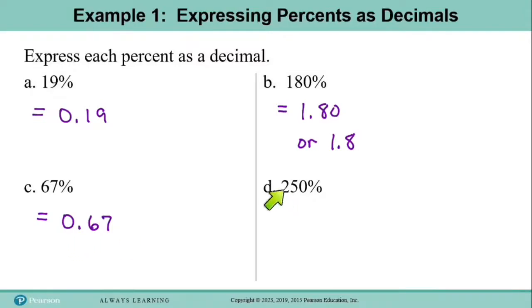And then for part D, 250%, the decimal again is here at the end. So we would move that decimal 2 places to the left, and that would put it between the 2 and the 5. So we will write 2.50, no percent symbol. And of course, 2.50 is the same as 2.5. So you can lose that trailing 0.